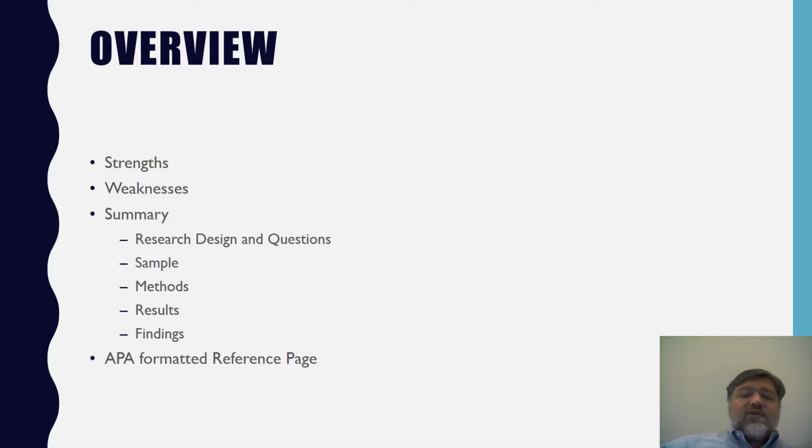An overview of your assignment for this class, the article critique. Specifically, during your article critique, we are asking students to find strengths associated with the article, weaknesses associated with the article, summary of the article, which includes research design, sample, methods, results, findings, and an APA formatted reference page where the article that is being critiqued is also put into APA formatted reference page.